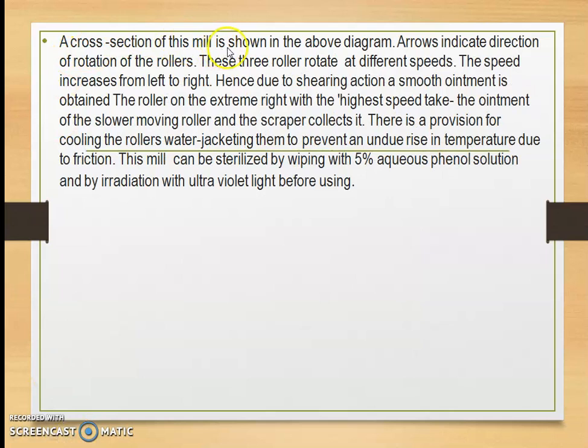A cross section of this mill is shown in the figure. Arrows indicate the direction of rotation of the rollers. These three rollers rotate at different speeds. The speed increases from left to right, hence due to shearing action, a smooth ointment is obtained. The roller on the extreme right with the highest speed takes the ointment from the slower moving roller and a scraper collects it. There is a provision for cooling the rollers by water jacketing them to prevent a rise of temperature due to friction. This mill can be sterilized by wiping with 5% aqueous phenol solution and by irradiation with ultraviolet light before using.